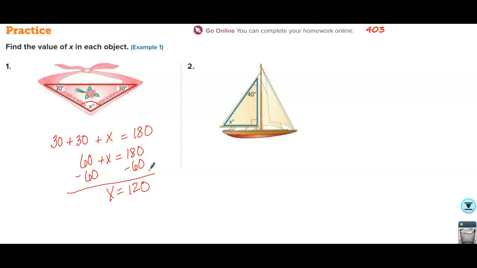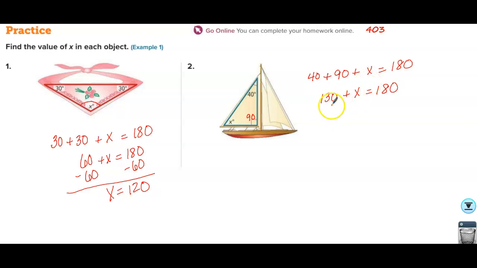You can't do it. All right, so on number 2, again, they're asking us to find the third angle. It looks like they've only given you one angle, but you'll notice they've got the square here. That tells us that this one is 90 degrees. So we have 40 plus 90 plus the angle we don't know equals 180. 40 plus 90 is 130.